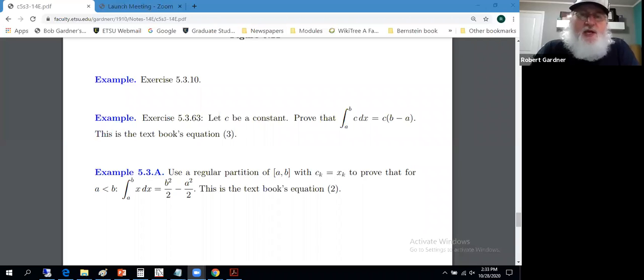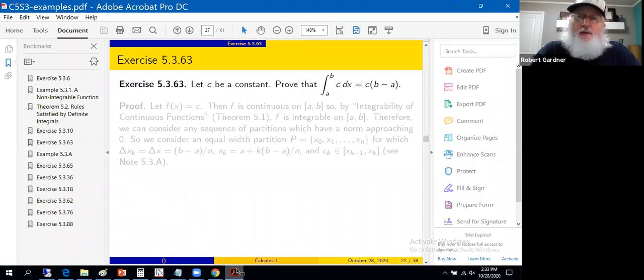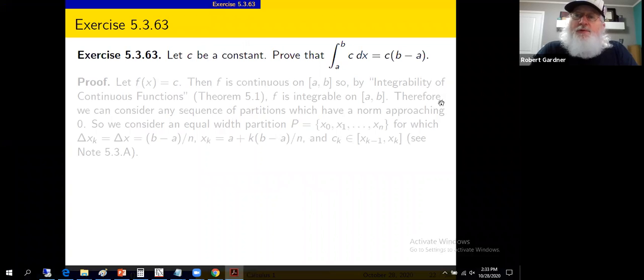So let's develop a little bit of computational knowledge here and how to deal with integrals of a handful of special functions using the definition. In exercise 5.3.63, we're going to consider a constant function, and we're told to show, using the definition, that's all we have at this stage, that the definite integral from a to b of constant c dx is c times (b minus a).